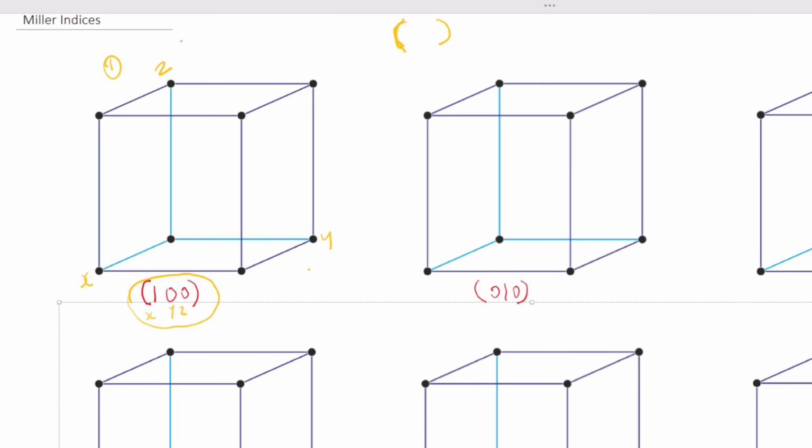Getting the reciprocal of this, like I said, 100 is our Miller indices. To get the intercept, we do the reciprocal, which means 100 raised to the power minus 1, which means 1 over 1, 1 over 0, 1 over 0, which means we have 1, infinity, infinity. So this is what we are going to use in taking our reading.